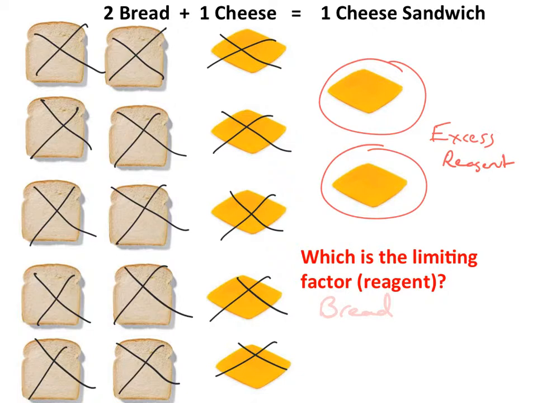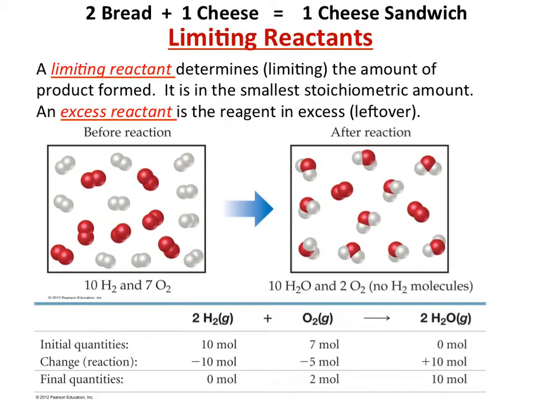That's really all we're doing here. When we look at a chemical reaction, we're trying to see how much we have initially and which one is going to limit how much we can make overall. And so in a chemical reaction, we would define the limiting reactant as the one that determines the amount of product formed, determines how many cheese sandwiches we can make. An excess reactant is the reagent in excess, or how much is left over.